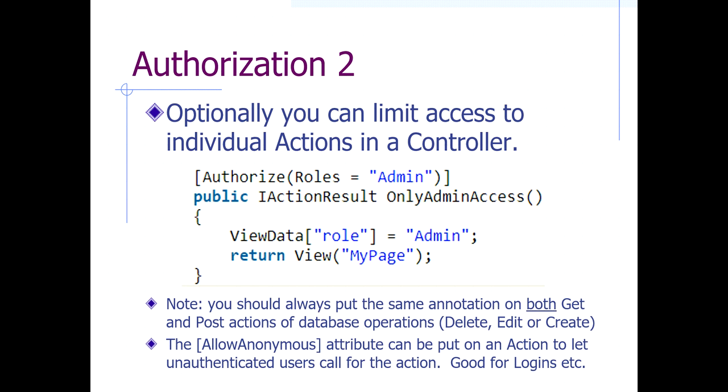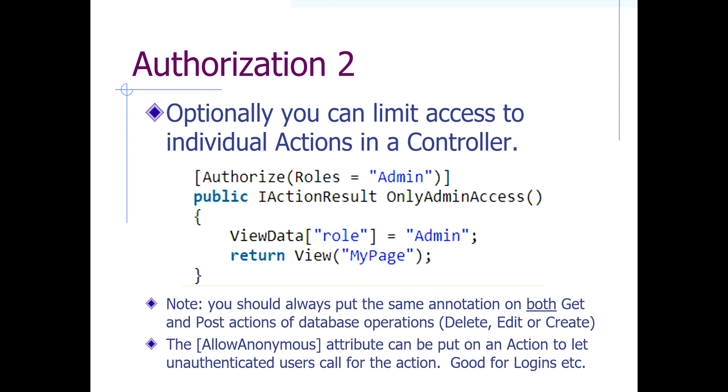Okay. And just a note there, and this is very important, and almost every time through the course somebody loses a few marks at some point because they forget this next point. Note, you should always put the same annotation on both the get and post actions. So if you're going to authorize that only roles equal supervisor, and that's the role that can do the edit, for example, well, then you have to put that same restriction, that same annotation, on both the get for edit and the post for edit, right?